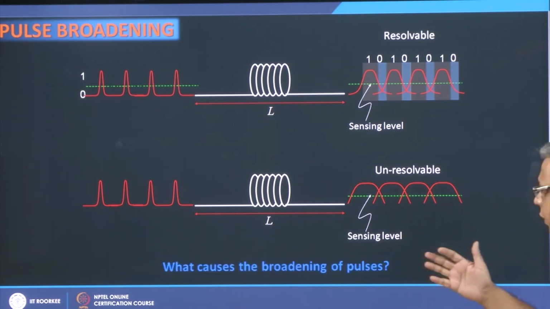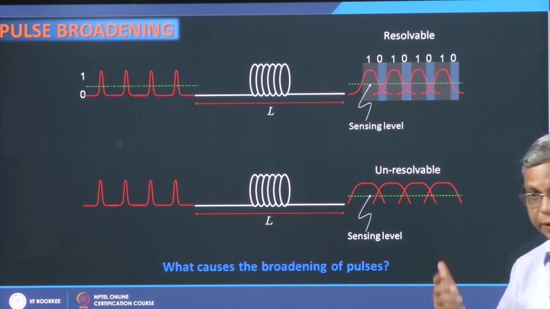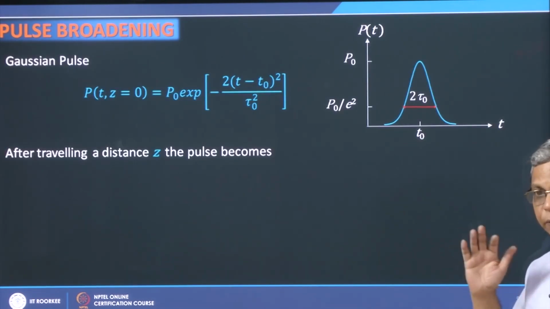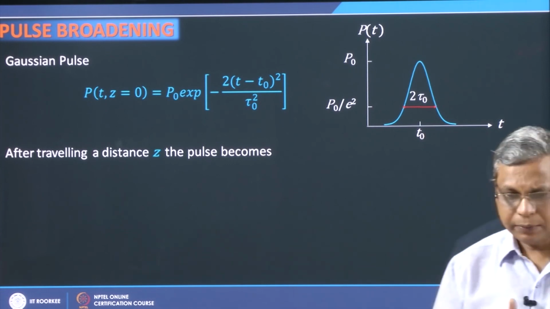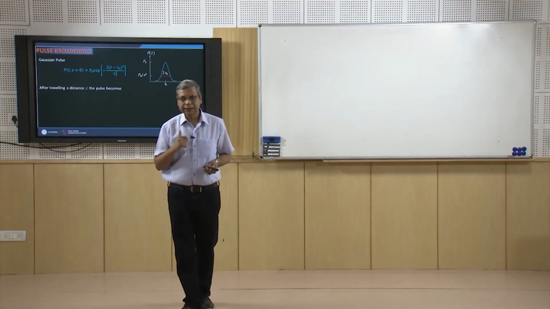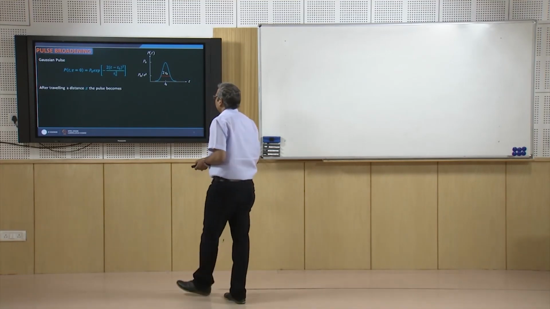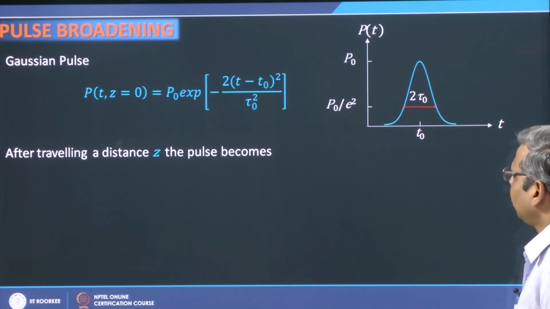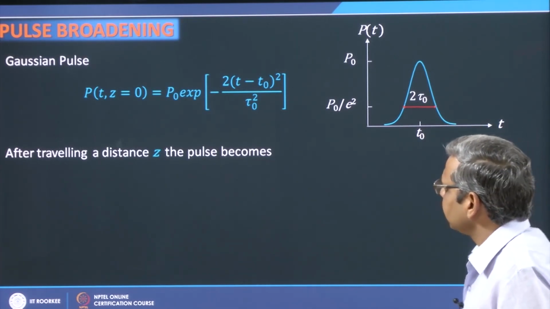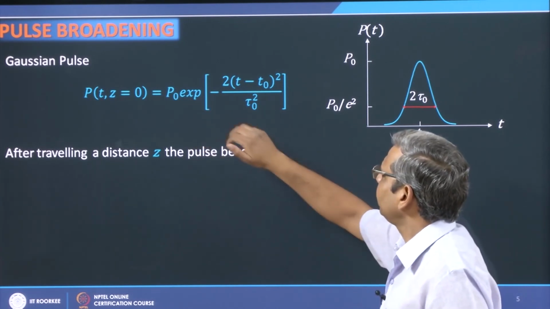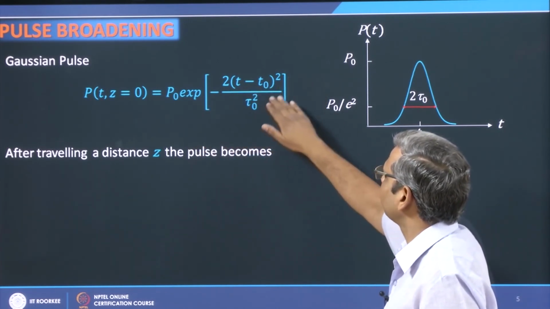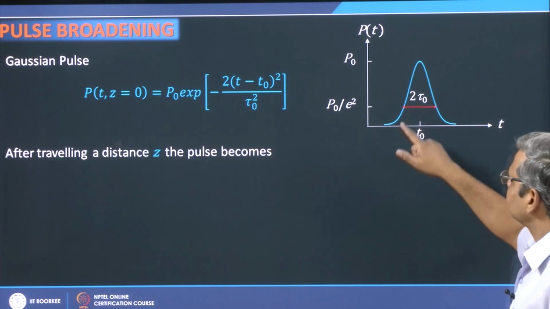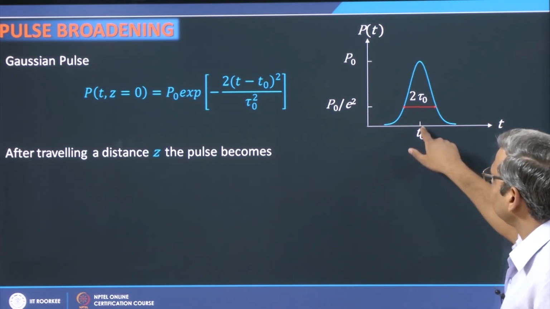The question is what causes the broadening of these pulses so that we can take care of this. For that, let us first look at the shape of pulses, what kind of pulses we are talking about, and the most popular shape of the pulse is Gaussian. Gaussian is this particular type of variation which is expressed as P0 e to the power minus 2 (t minus t0) squared over tau naught squared, where this pulse is centered around t equal to t0.